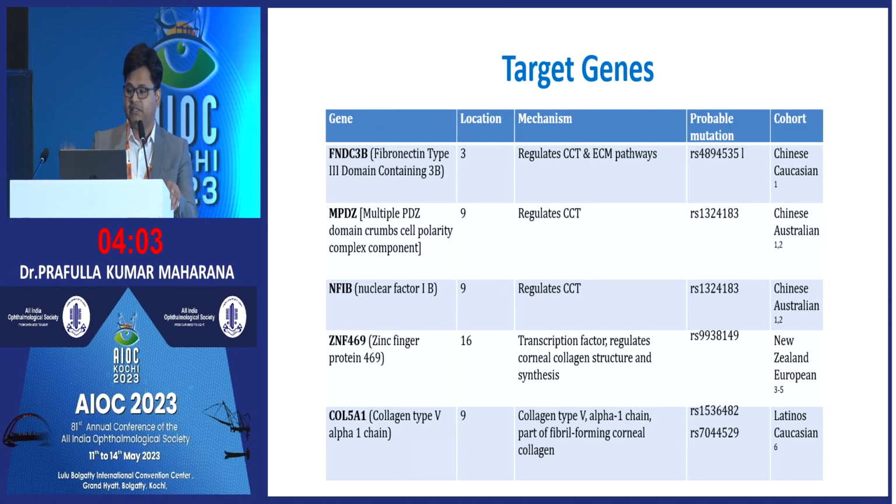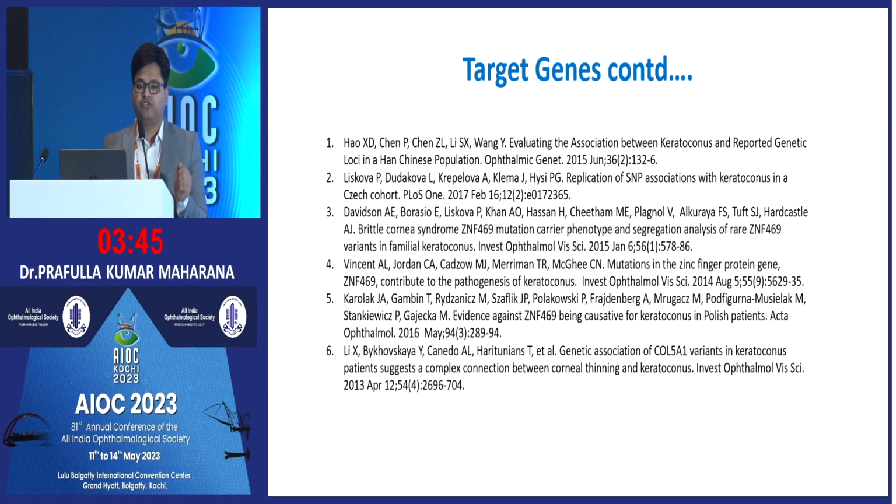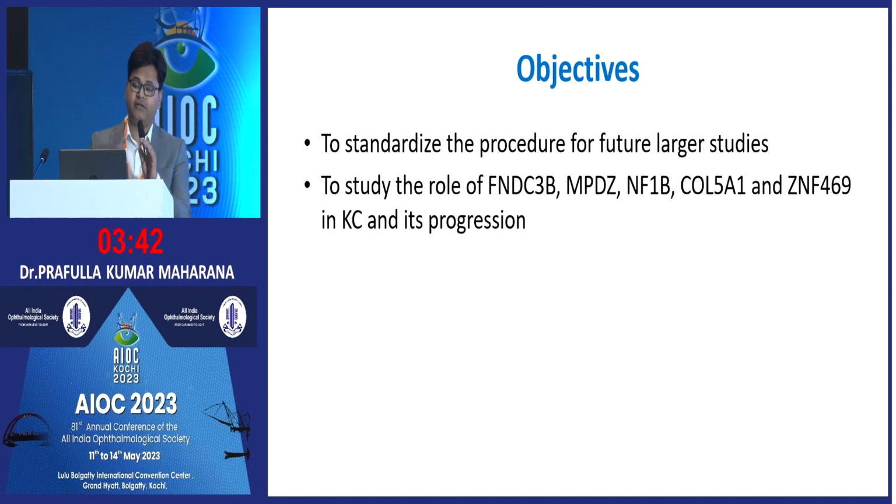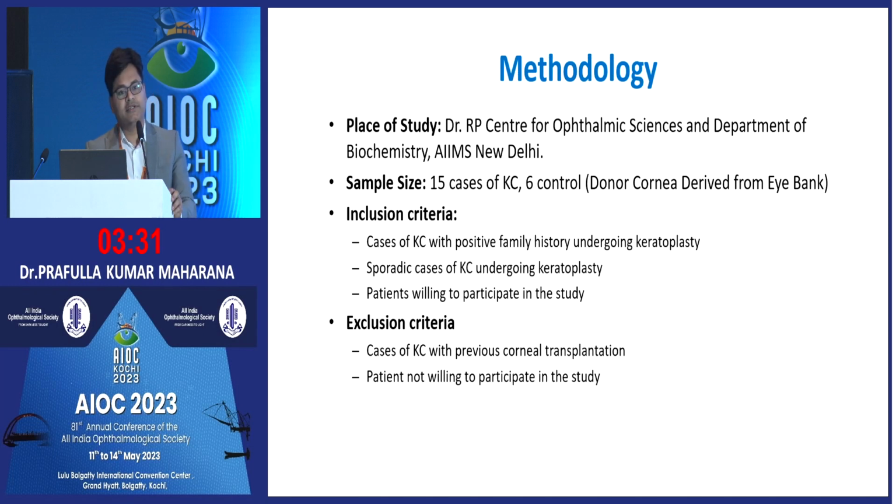So as you can see, these are the cohorts: Chinese, Caucasian, Chinese Australian, New Zealand population, and Latinos as the Caucasian population. These were the 5 genes: FNDC3B, MPDZ, NF1B, ZNF469, and COL5A1. So these are the genes we chose to explore whether they have any role in Indian patients. But the other objective, which was most important to our study, is to explore if whole exome sequencing is possible in corneal stroma. So these are the 2 objectives of my study.